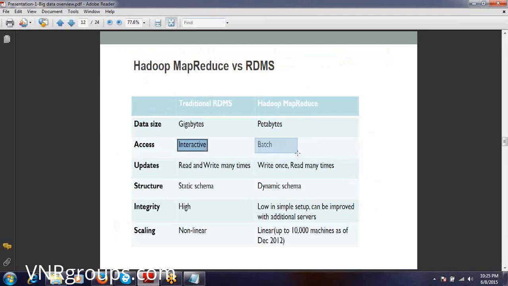Hadoop is mainly designed for batch processing. It doesn't mean that you cannot run a single job. You can also run it. But the power of Hadoop you'll come to know when you're going to deal with huge amount of data.